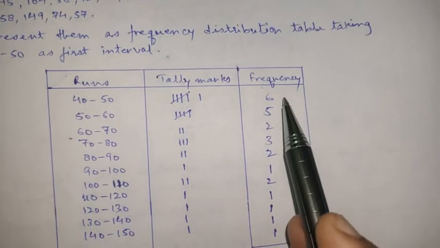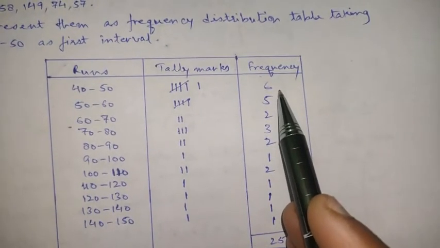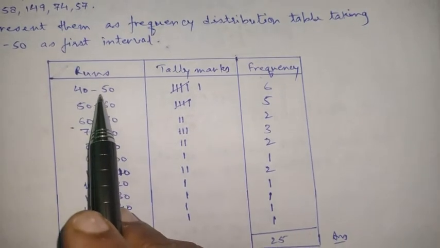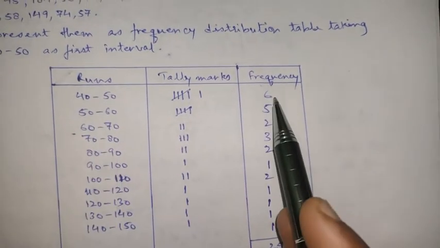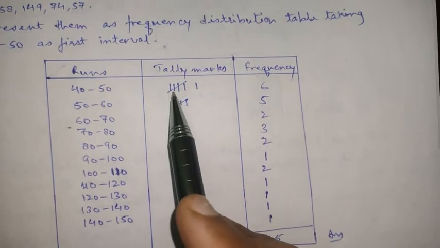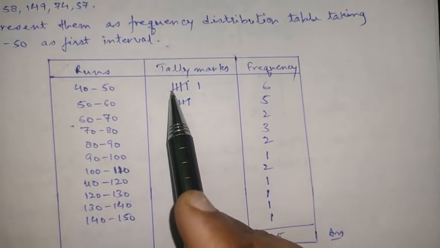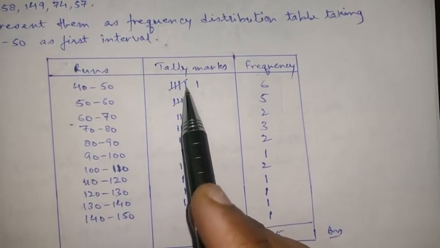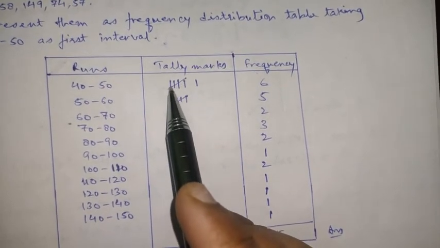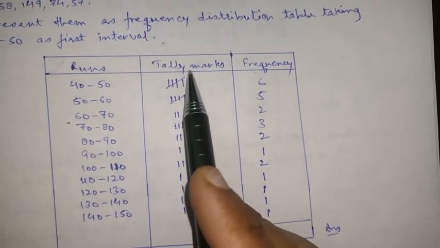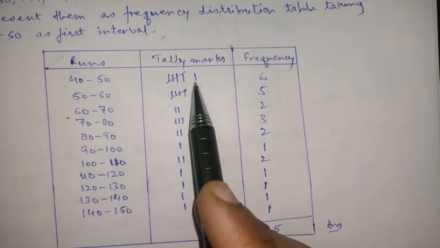So in all there are 6 times that the data between 40 and 49 is coming. So I'm going to write 6 over here. And in the tally marks, I'm going to put lines like this: 1, 2, 3, 4, and for showing 5, you put a slash over the 4 lines and then 1 again. So this indicates that you have expressed 6 over here.